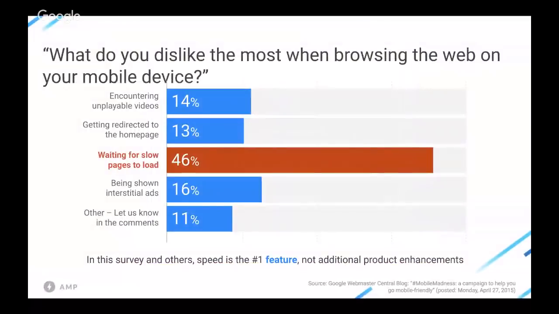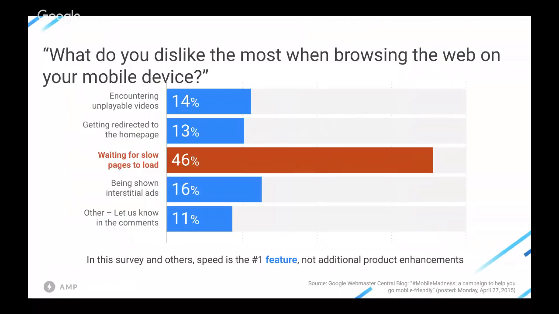All right, so let's kick off with the topic. As you all know, user behavior online is changing from more desktop focused to more and more mobile, high-end mobile devices and mobile connections. Therefore, in a recent survey, we asked mobile web users, what do you dislike the most when browsing the web on your mobile device? And the majority, 46%, cited waiting for slow pages to load as the number one thing they dislike the most when browsing the web.